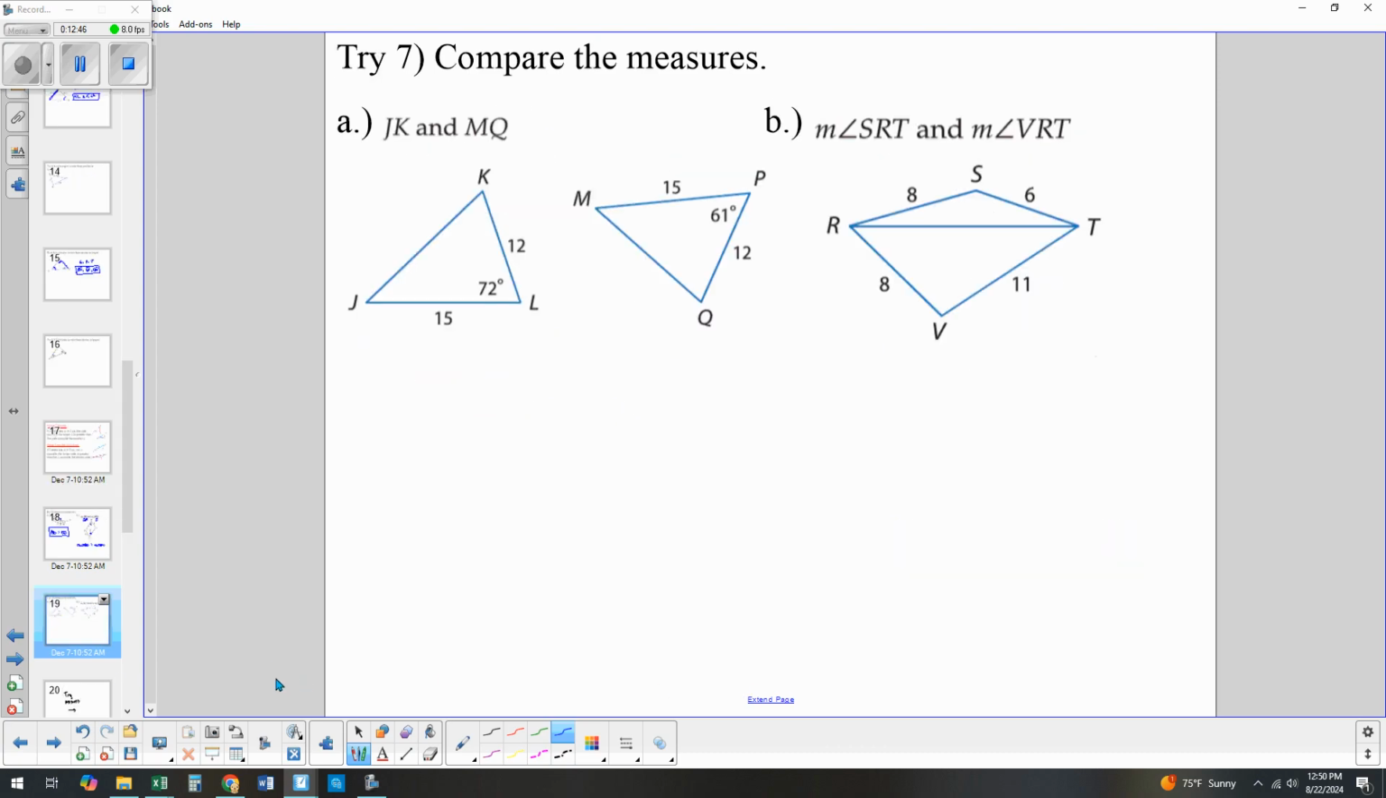So this is the last one for you to try. Answers are posted online, and that is the end of sections 6.4, 6.5, and 6.6.